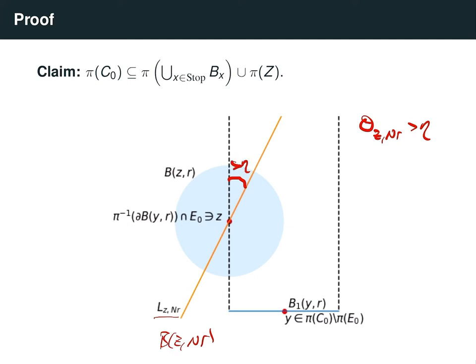So what that means is that if I look at the intersection of this line with the ball B(Z, R), it contains a large interval inside the interior of B1(Y, R). And by large, I mean that the length of this interval is comparable to R. So this tells me that I can find a ball centered along this line with radius comparable to R, whose projection into the real line is contained in the interior of B1(Y, R).